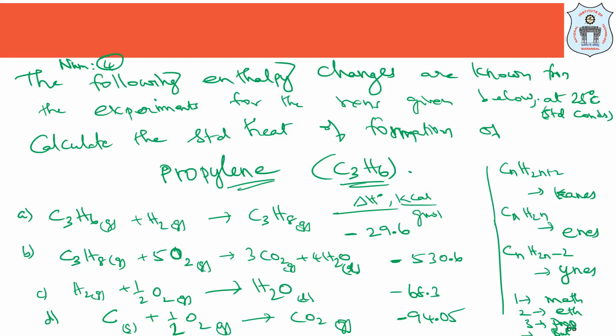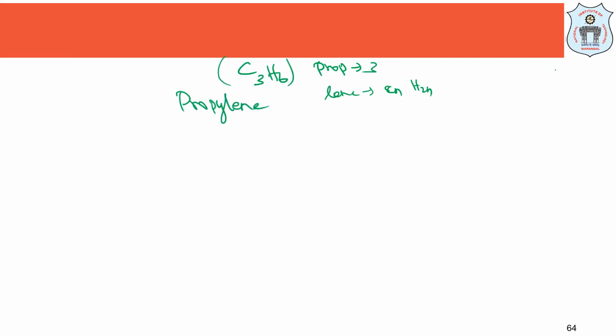Okay, let's see how we are able to get that. For example, propylene: prop refers to 3 and ene refers to CnH2n. So we can write C3H6 is the propylene. Remember, in the exam I am going to ask some higher elements also, so that's why I am giving you how to get that formula first. So propylene is C3H6 and it has to be formed from its basic elements, graphite carbon plus H2 gives C3H6.